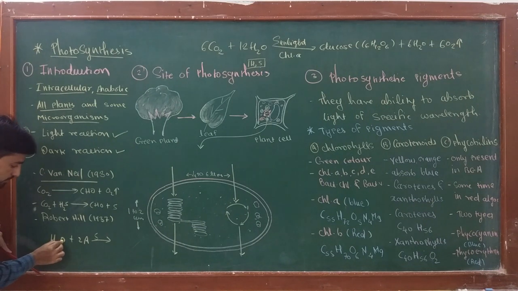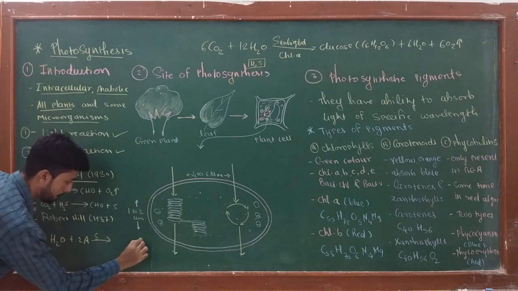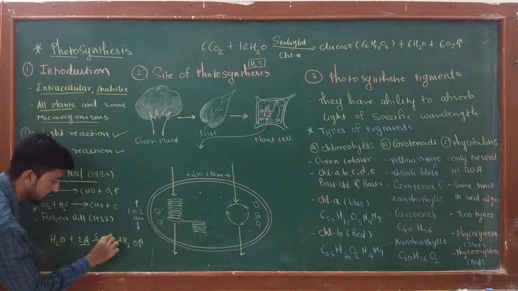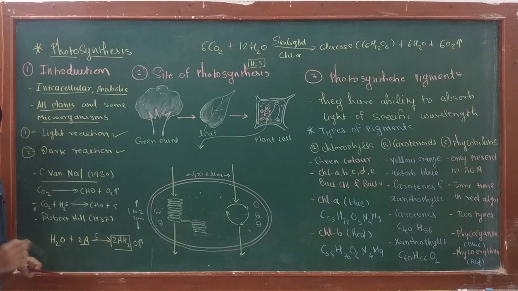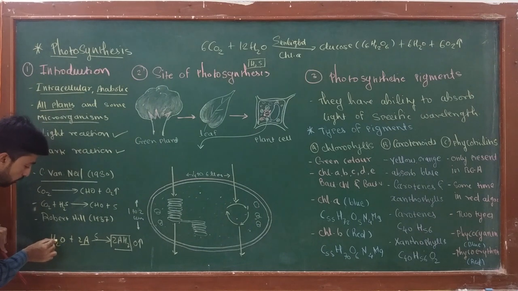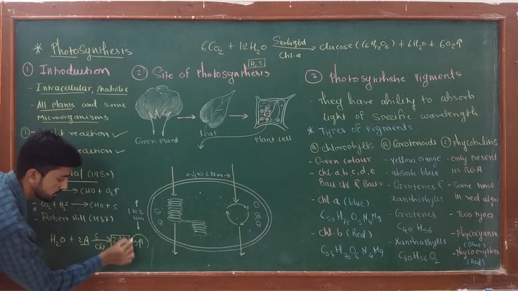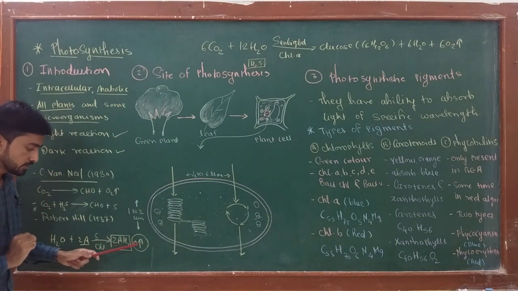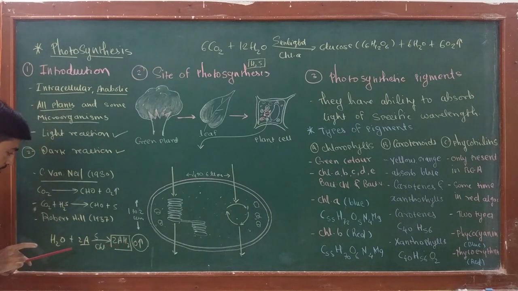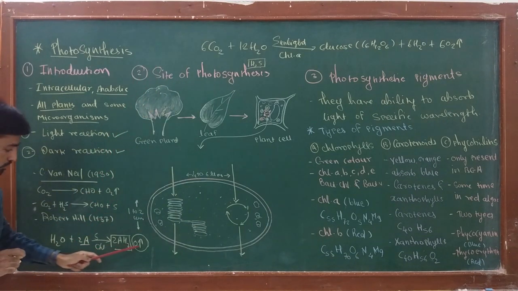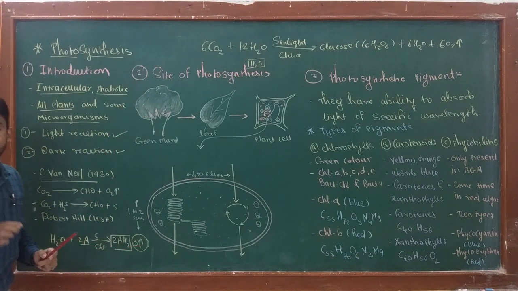oxygen is liberated while ferric ions are reduced. Okay, so when water is combined with the ferric ions in the presence of sunlight and chlorophyll pigment, oxygen is released. So Robert Hill proposed that oxygen can be released in the photosynthetic process without the need of carbon dioxide. So this oxygen is coming from water and not from the carbon dioxide.